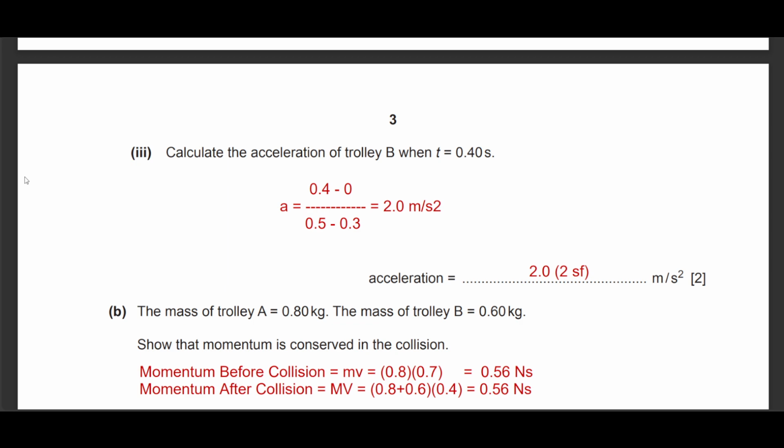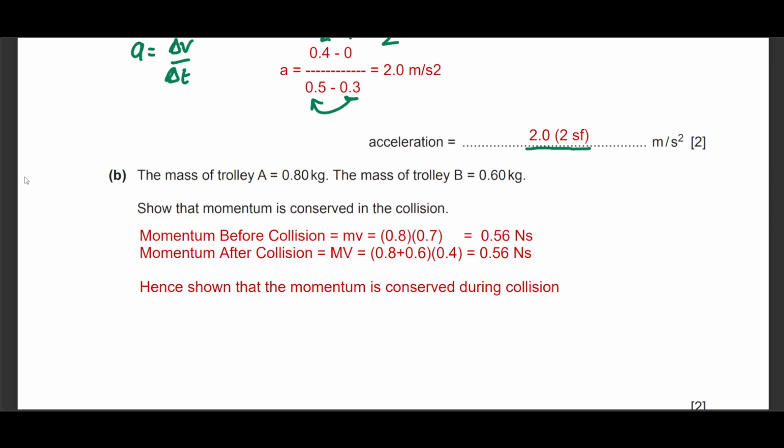or you can just go straight to the idea that acceleration is equal to change in velocity divided by change in time. So how much has the velocity changed? It changed from 0 to 0.4 in a time frame of 0.2 seconds, which starts at 0.3 and finishes at 0.5. When you solve this, the answer comes out as 2. But we can't just write down 2. We have to make sure the answers are in two significant figures, which should be written as 2.0.